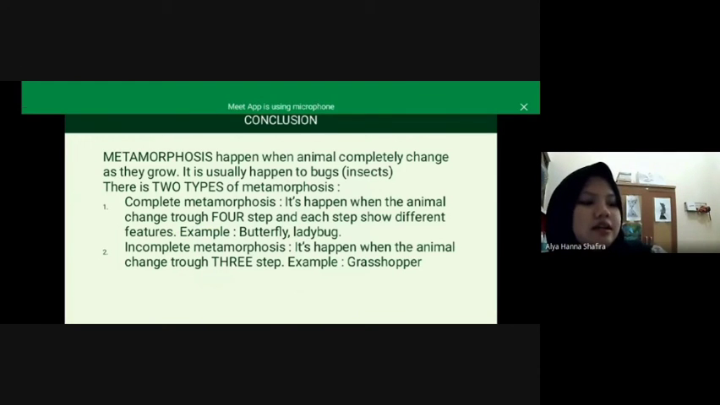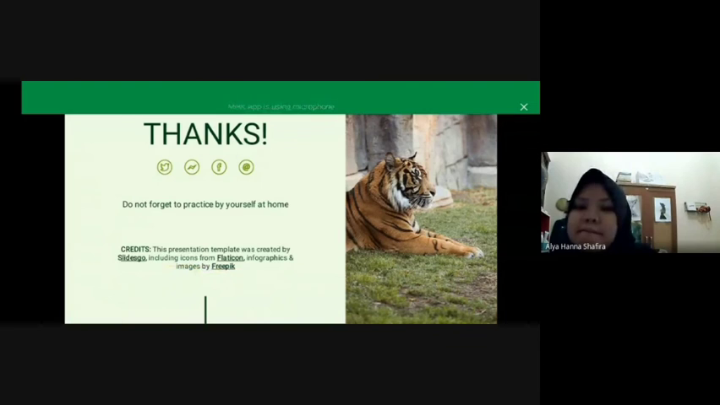And last is the conclusion. Metamorphosis happens when animals completely change as they grow. It usually happens to bugs or insects. There are two types of metamorphosis. Number one is complete metamorphosis. It happens when the animal changes in four steps, and each step shows different features. For example, butterfly and ladybug. Incomplete metamorphosis happens when the animal changes in three steps. An example is grasshopper. I think that's it for today's lesson.